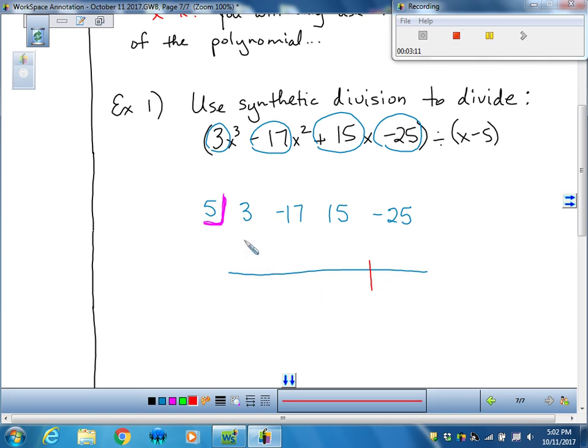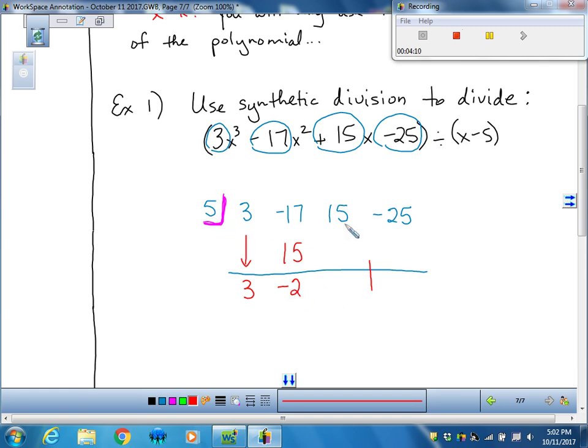Alright, here go the steps. First step, bring the first term down. So the 3 comes straight down, write it underneath the line. Now take that 3 and multiply by the 5, that is our divisor. So 3 times 5 is 15. You're going to write that underneath the next term. So I now have 15 written underneath the negative 17, which was my second coefficient. Now I'm going to add those two numbers together. 15 plus a negative 17 is a negative 2. Bring that down.